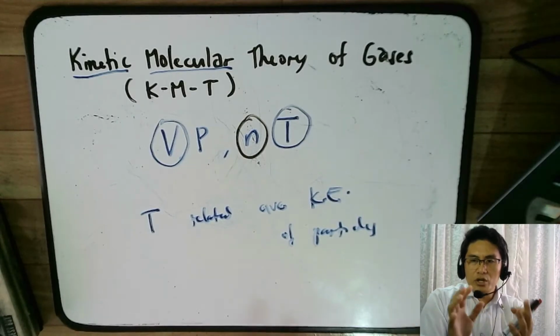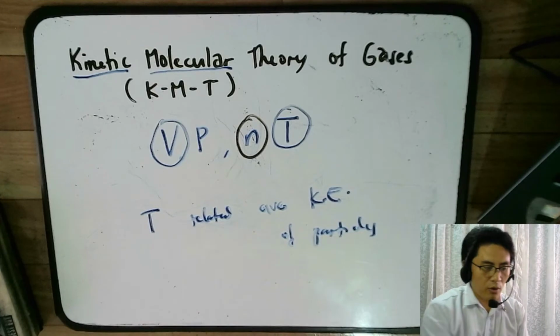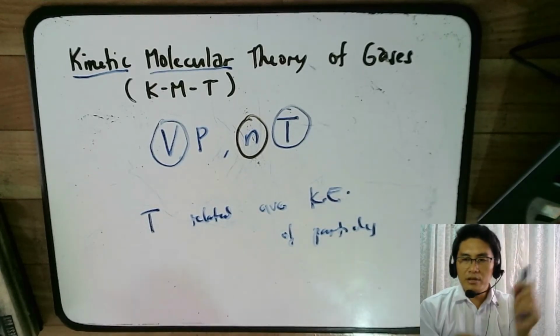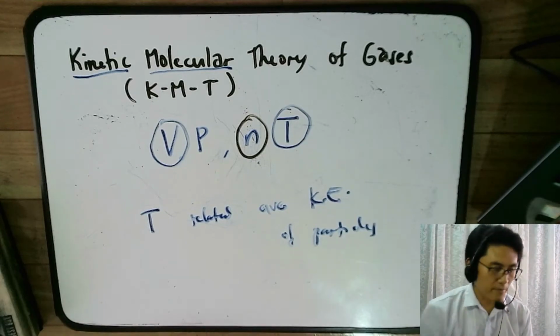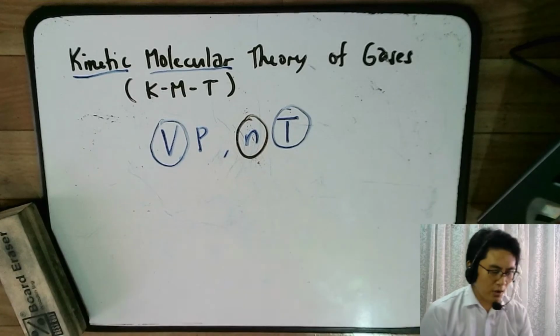The idea is the temperature is related to the average kinetic energy. Kinetic energy meaning movement. So therefore, higher temperature means the particles are moving faster. Lower temperature means the particles are moving slower. Okay? So that's how we think of temperature. Now we can think of pressure.